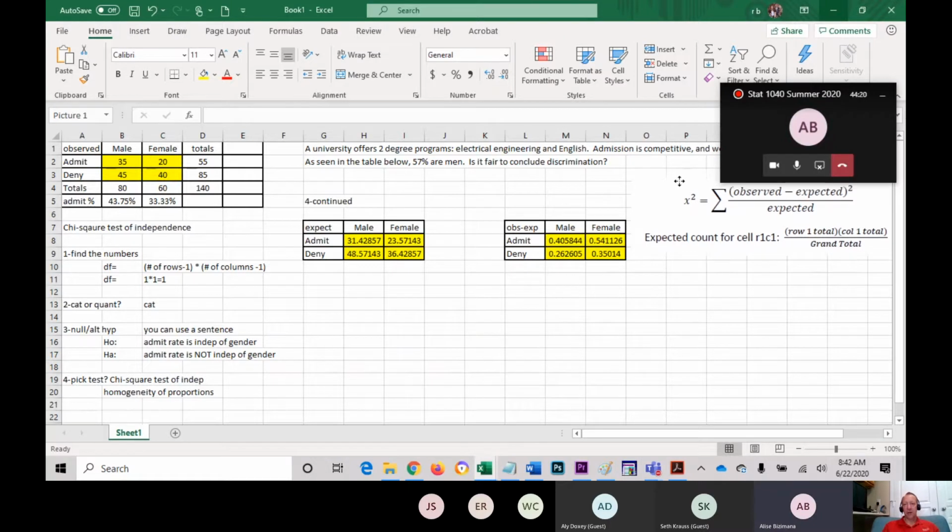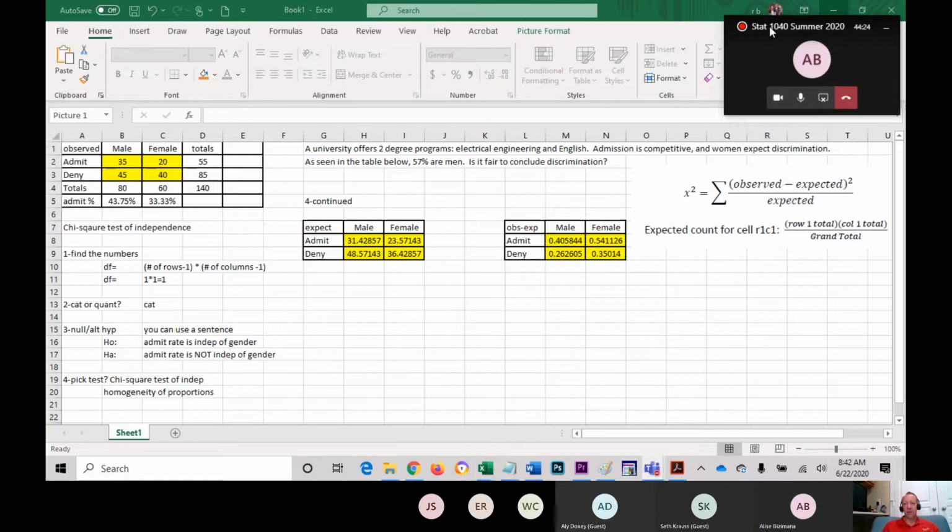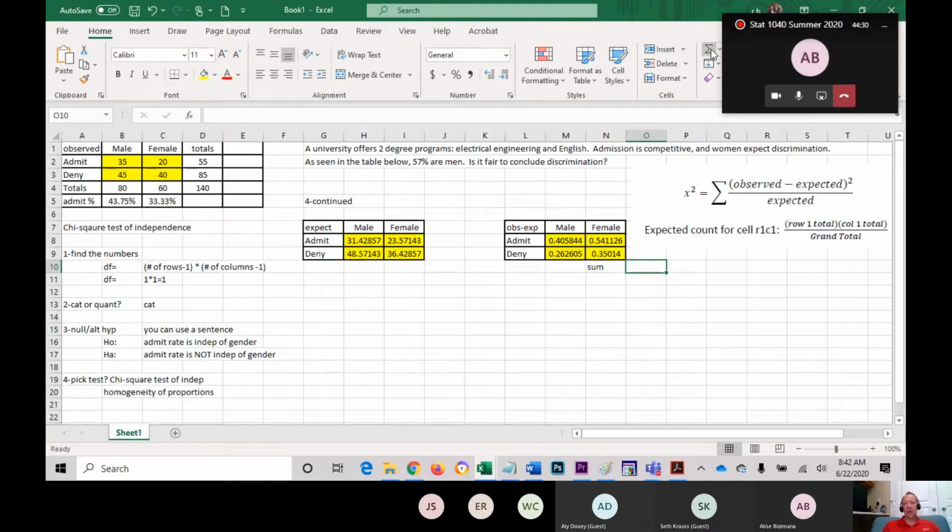Very good. So what we're going to do is take the sum of this entire table here. I'm going to hit the total here, add up this entire table, and I got a sum of 1.5597.